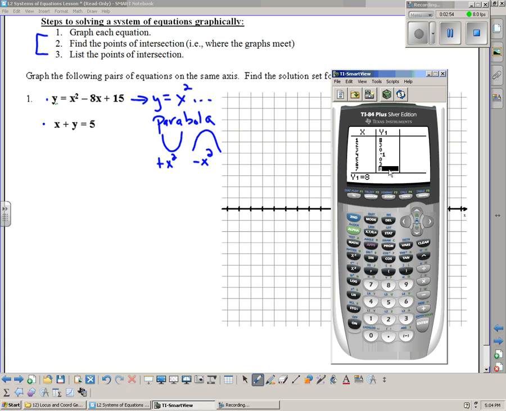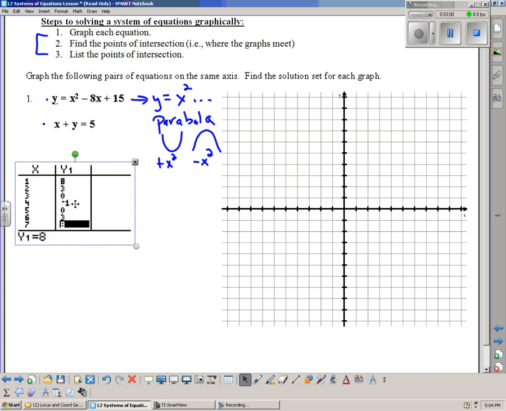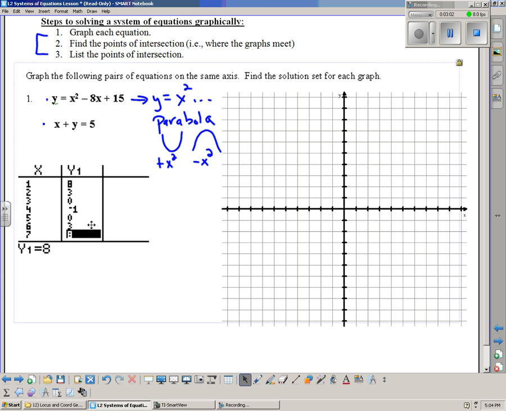So I'm going to copy this table down. Actually, I'm going to kind of cheat here and just drag it. But you need to copy this table into your notes. So I'll give you some time to do that. Please copy the table. And this is for y equals x squared minus 8x plus 15.